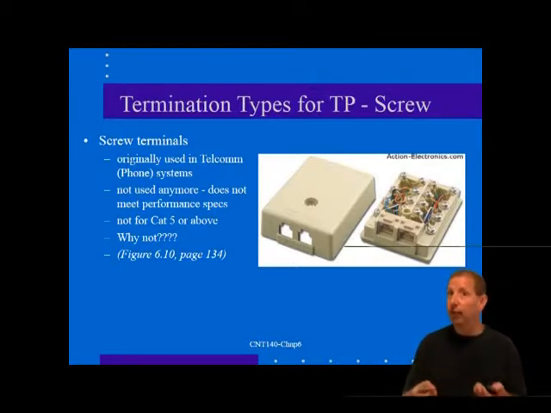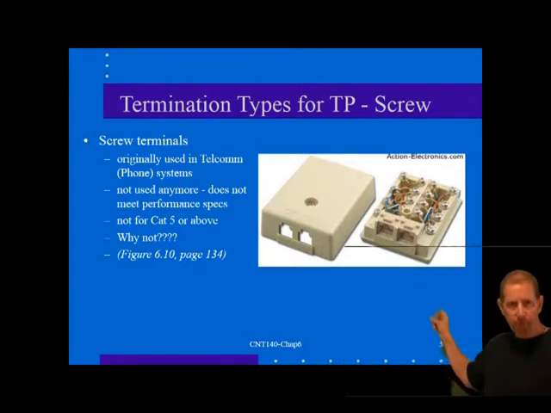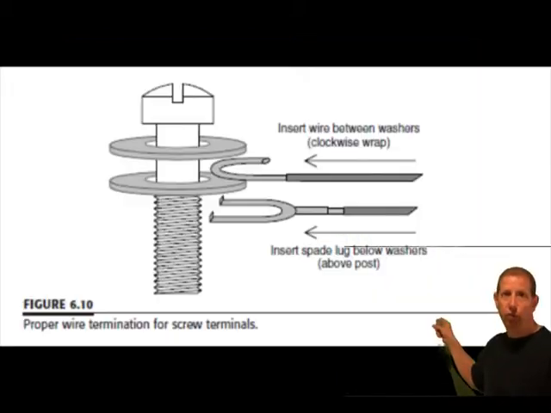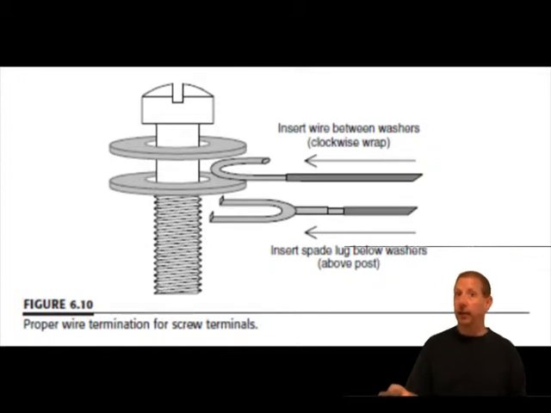Nevertheless, there's still a right and a wrong way to terminate wire on a screw terminal. Proper wire termination for screw terminals is illustrated here behind me. The screw terminal consists of a screw, 2 washers, and a plastic post on the jack plate. The jack's connector wires are normally terminated in an open-end spade lug that is positioned between the plastic post and the lower of the 2 washers.